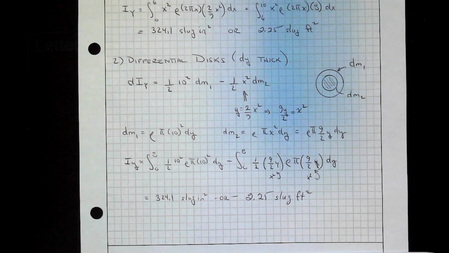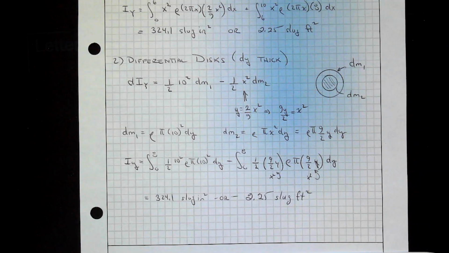So let's start setting that up. We'll drop this a little further. I'm going to use differential discs that are dy thick. So to compute Iy, I will have differential Iy's. That implies that as I go, I'm going to be integrating along the y-axis, which says I'm going to be using things that are dy thick. All right? So that's what I see here.